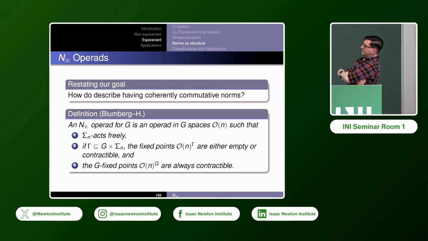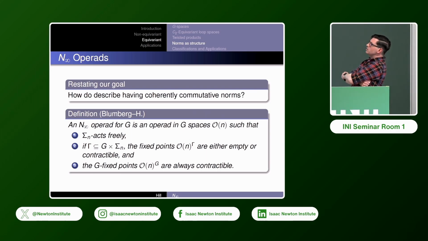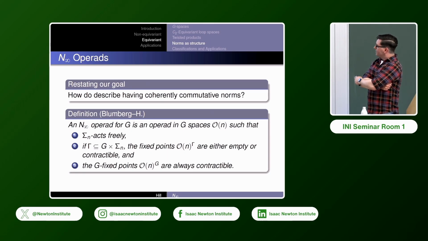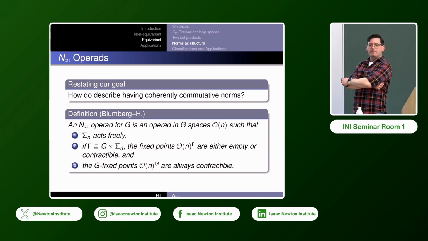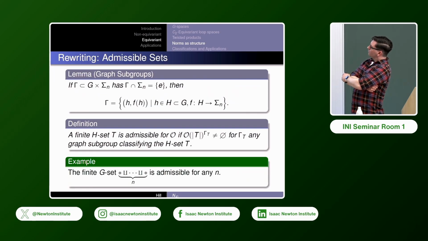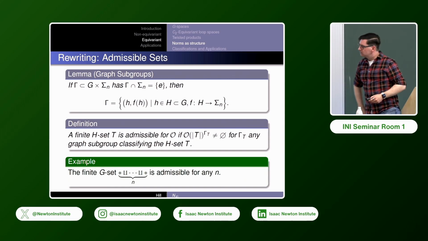Okay. So if I want to play the same game as before for describing coherently commutative multiplications, Andrew Blumberg and I defined a collection of operads that did this, where I'm still going to want the symmetric group acting freely, and then I want the spaces to essentially have that same property of having unique homotopy types. They're contractible. And then I also want to have a multiplication. And so what I want to get to is just this feature: I can associate to these conditions combinatorial data.